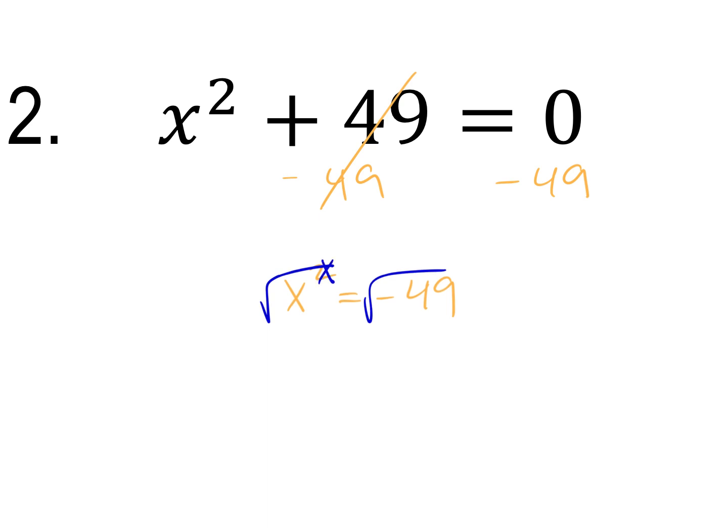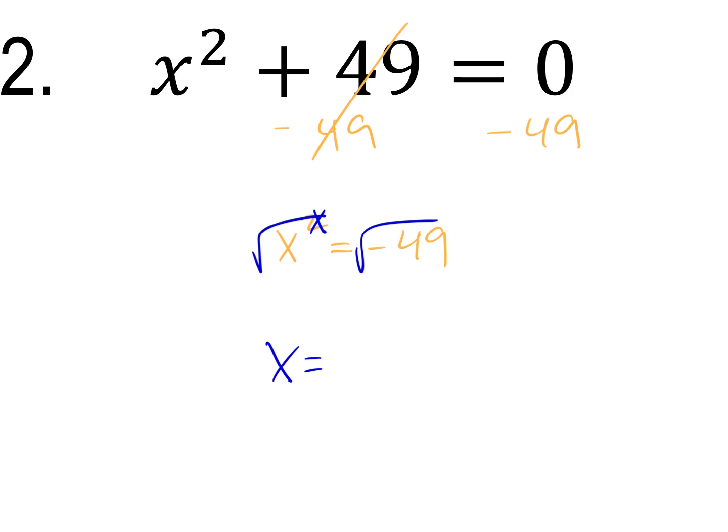That cancels. So x is equal to, what do I have to remember to do when I take the square root of both sides? Plus or minus the square root of negative 49. And what's the square root of negative 49? 7i. Don't forget the i. So x is equal to plus or minus 7i.